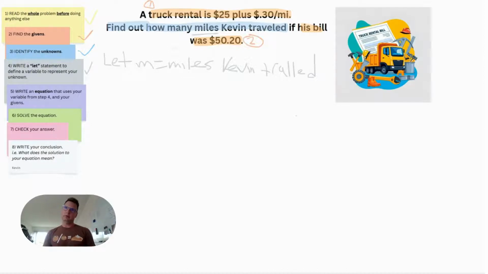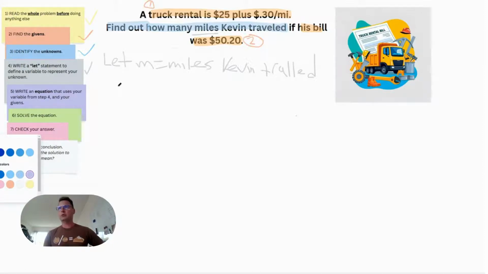All right, so here's the big one. Step 5, write an equation that uses your variable from step 4 and your givens. So let's try to put everything together into an equation. How can we make an equation here? So we can try to use our given information. So given 1 is truck rental is $25 plus 30 cents per mile. And then we also have his bill was $50.20. It sounds like both of these are giving us different ways of saying the total, right?